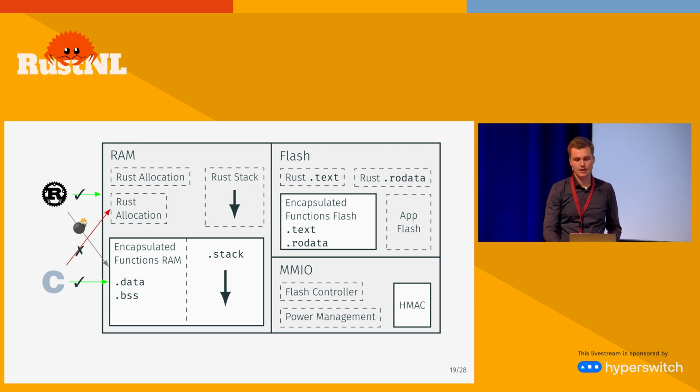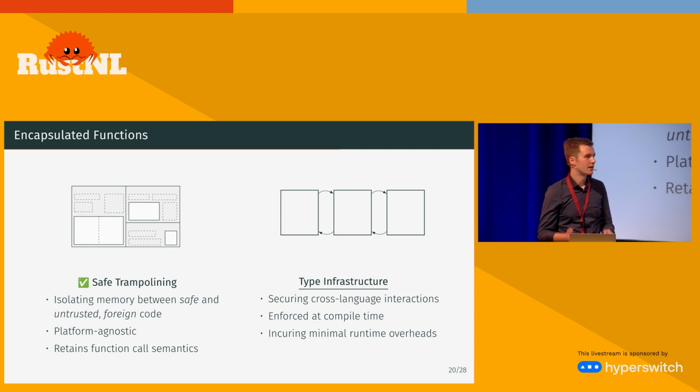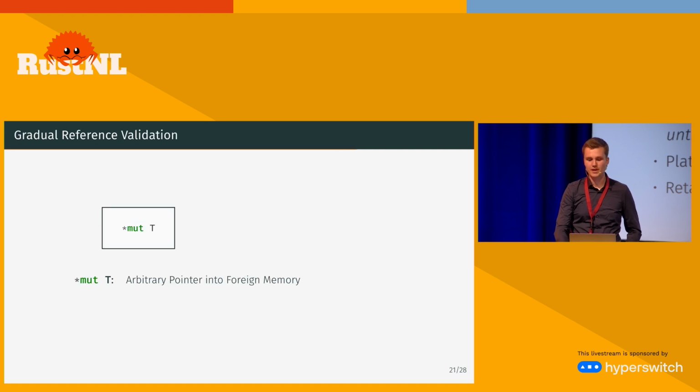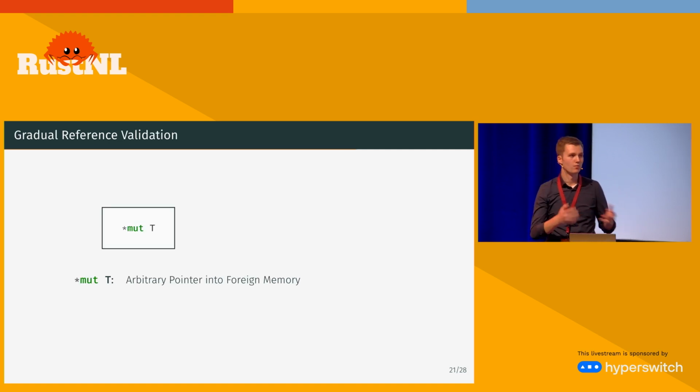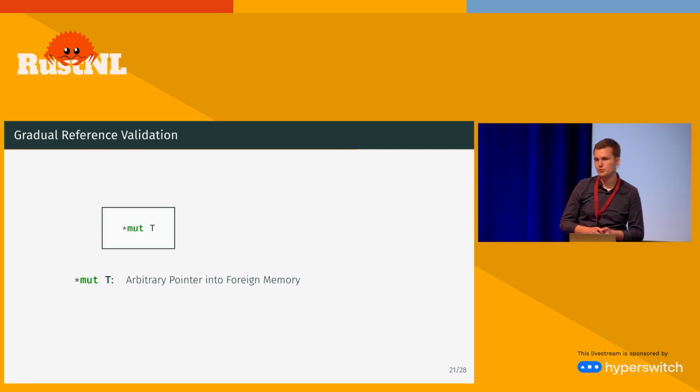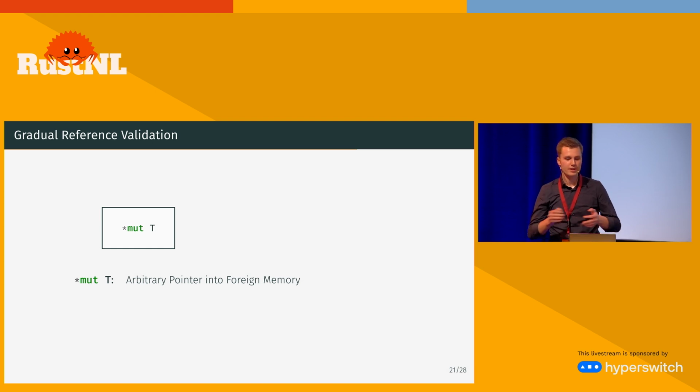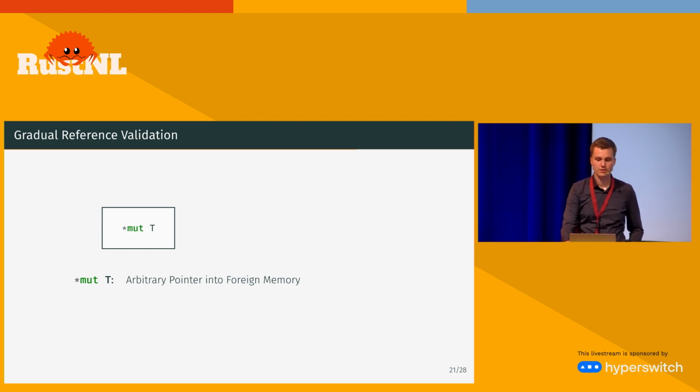And so what we instead propose is another component, which is the type infrastructure that is responsible for securing these cross-language interactions. We base this type signature on simply a raw pointer type. We treat this as an arbitrary pointer into foreign memory, but really it can point anywhere. It can point to a dangling value, misaligned value, value of an improper type. And because it's not safely dereferenceable, retaining this value and passing it between foreign and safe Rust code is going to be sound.